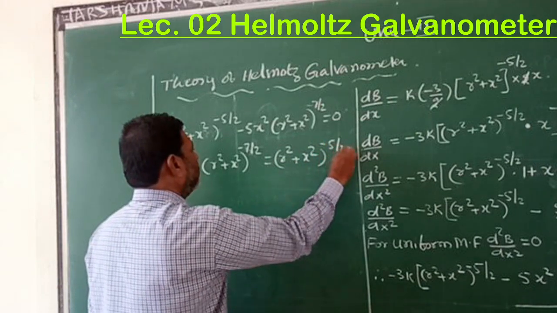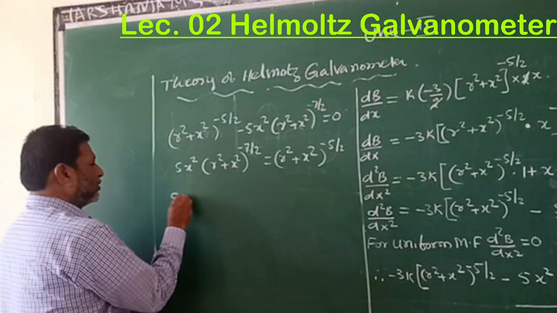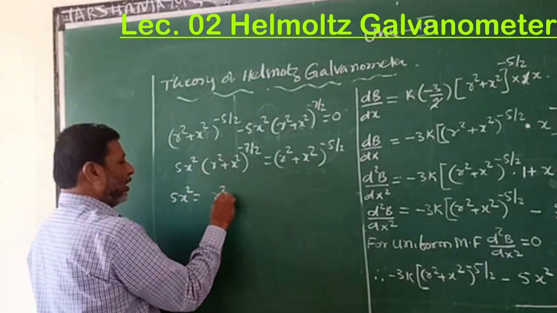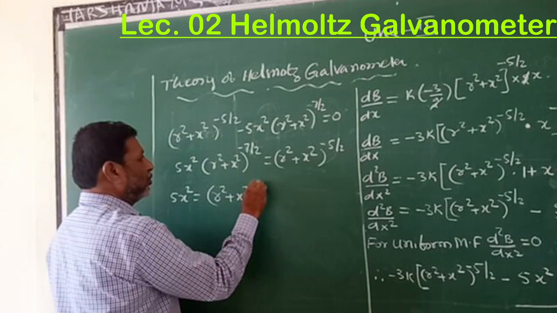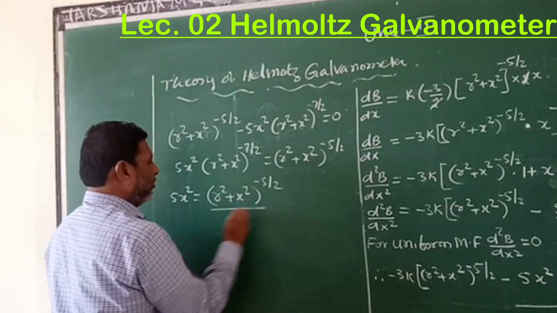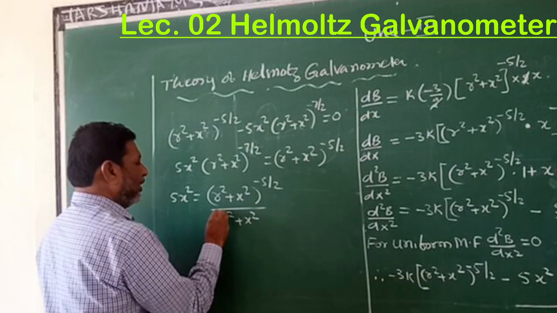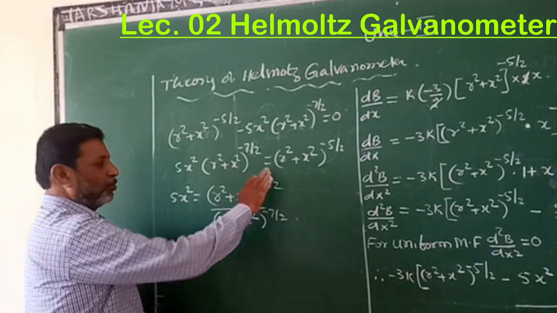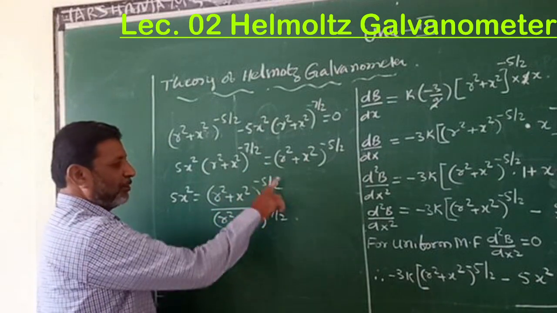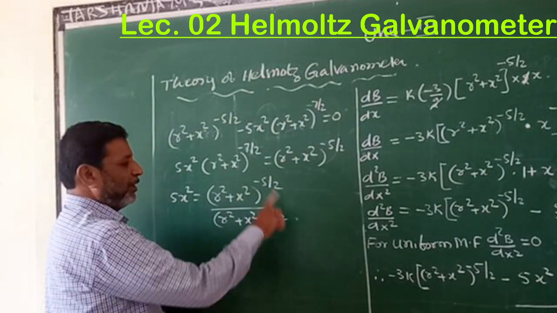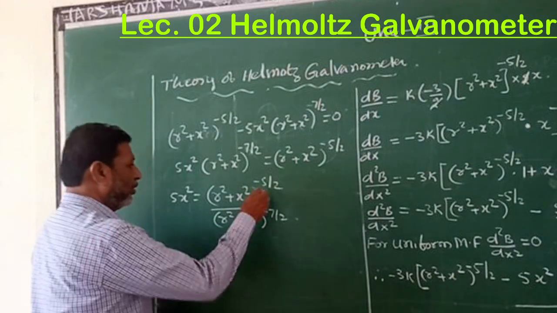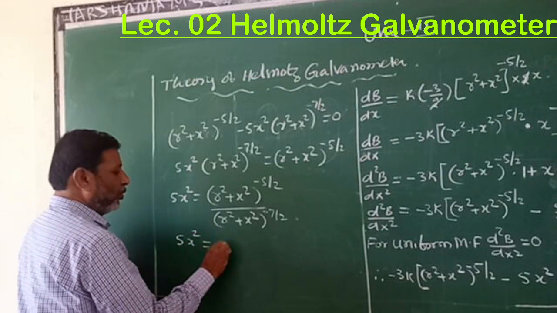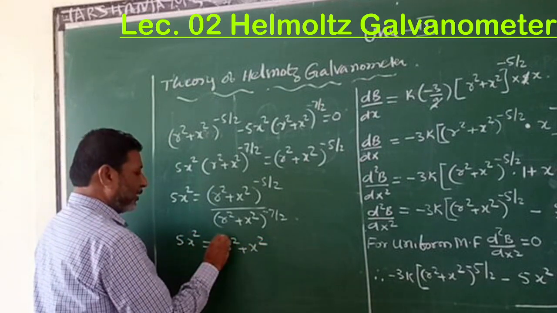minus 5 by 2. Therefore, 5x square is equal to, now this factor comes to the denominator, r square plus x square raised to minus 5 by 2 divided by r square plus x square raised to minus 7 by 2. Now when this factor goes to the numerator, the base is the same, the power will be added, and you will get plus 7 by 2 minus 5 by 2, which is 1. Therefore, you get 5x square is equal to r square plus x square. This is what it is.